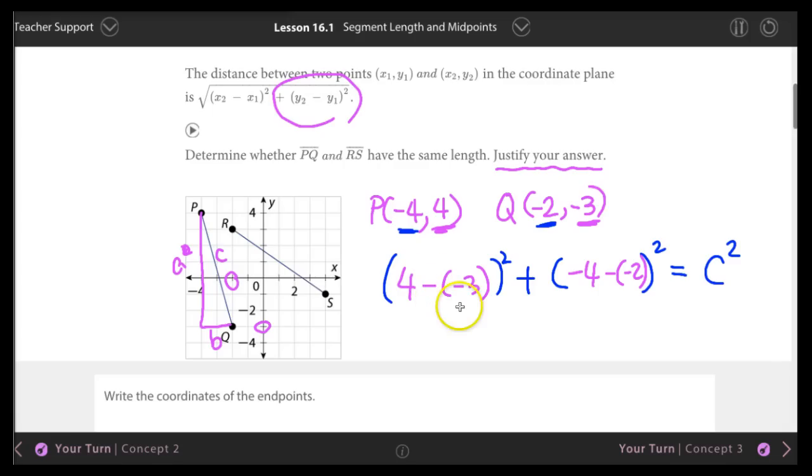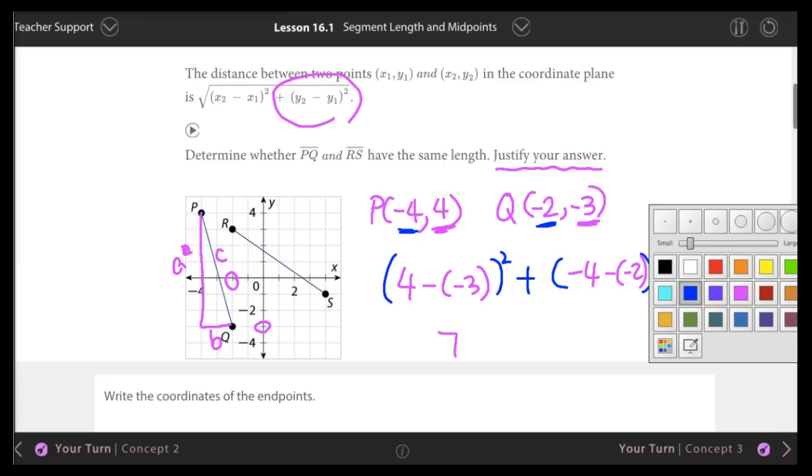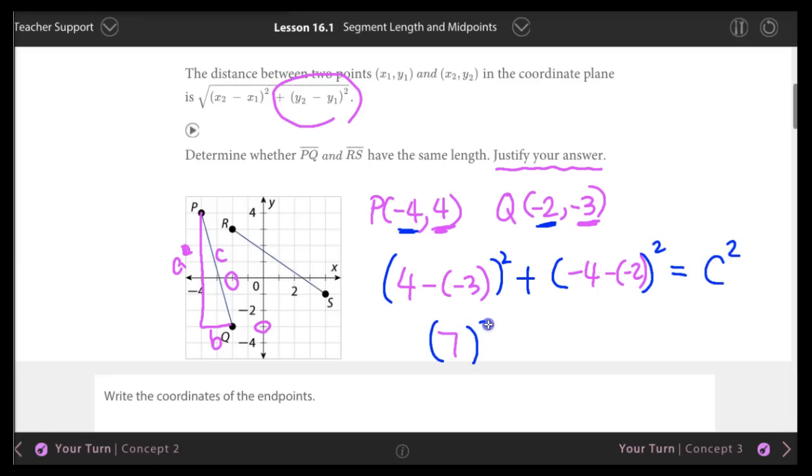So two negatives make a positive, right? So it's going to be 4 plus 3. So that's basically 7 squared, right? 7 squared plus, let's take a look, -4 minus -2. Two negatives again. This is kind of like -1 times -2. So that's plus 2. -4 plus 2, you have to subtract and keep the symbol for the bigger number. So that's going to be -2.